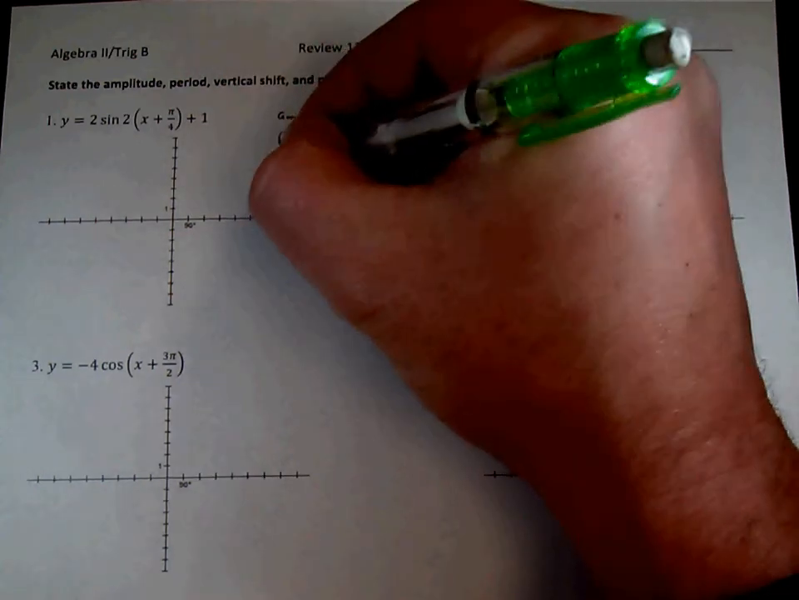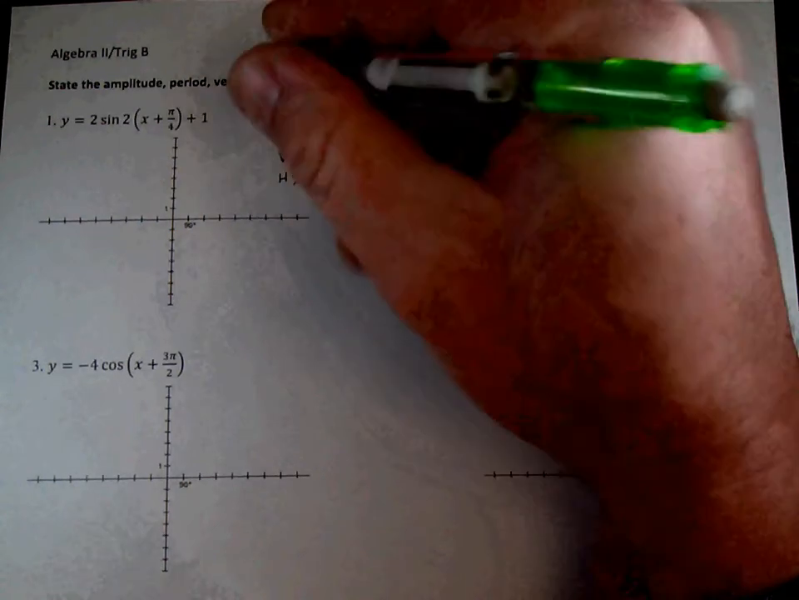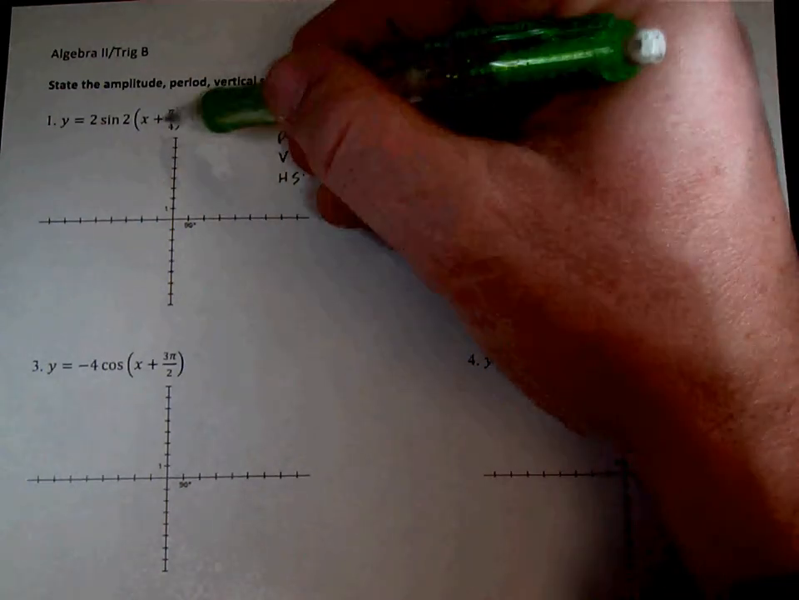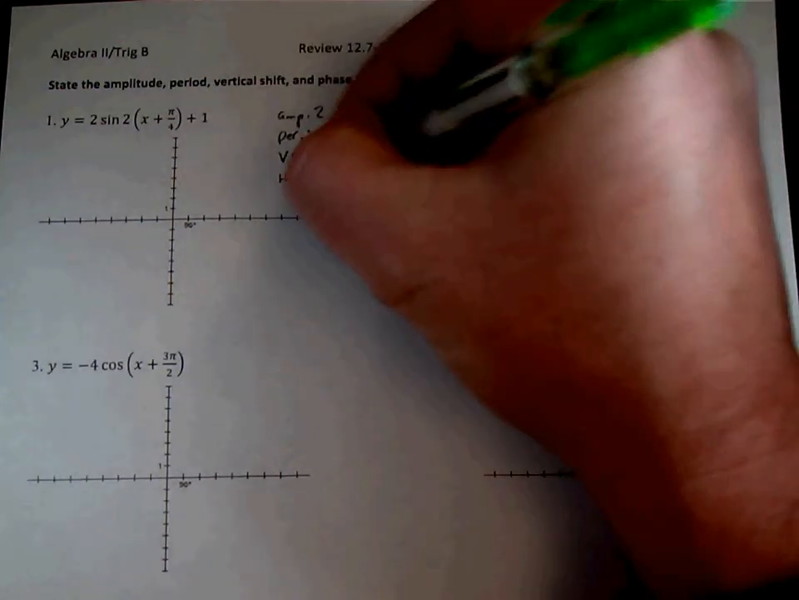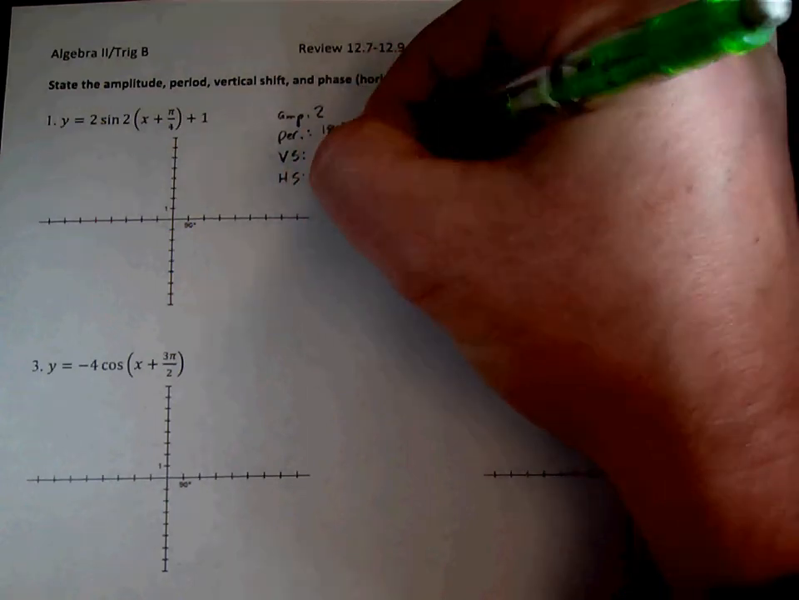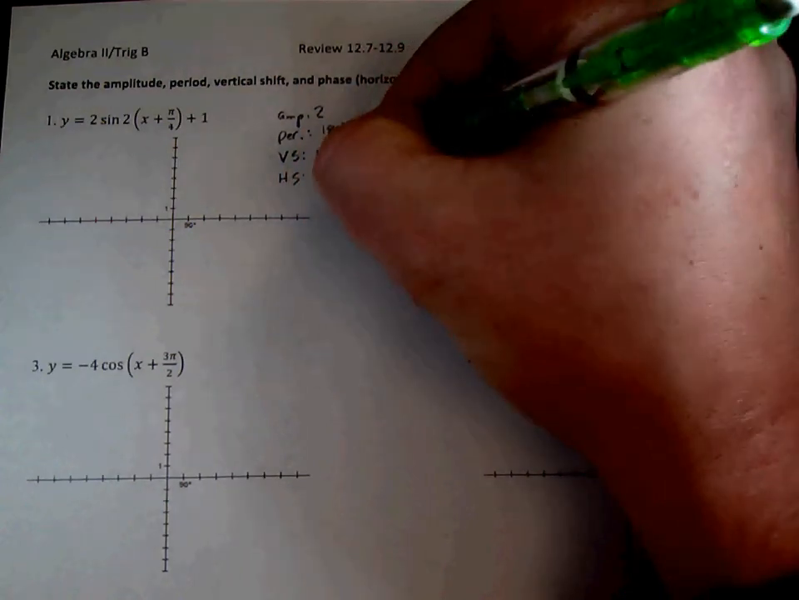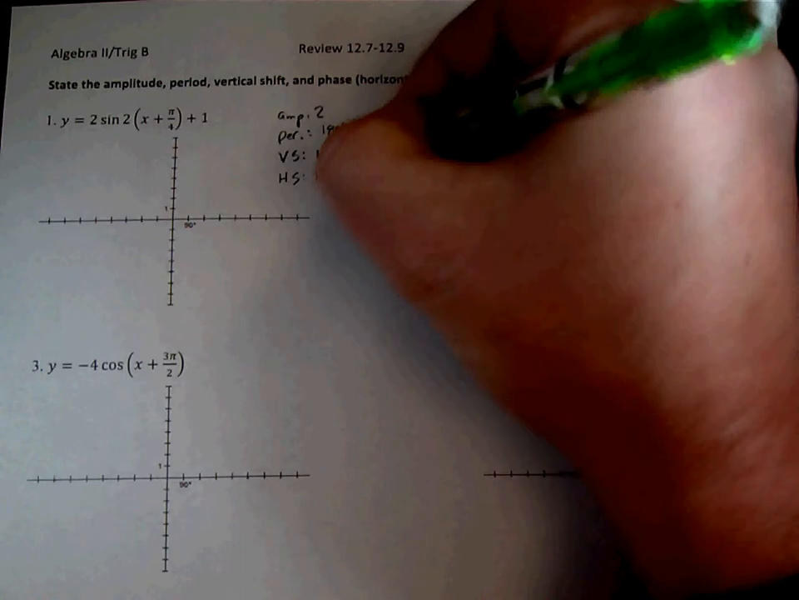The phase shift or horizontal shift, you can call it whatever you want. I'm going to call it HS for horizontal shift. We're going left because we're the opposite direction. Left pi over 4, which is 45 degrees, if you'd rather do that.